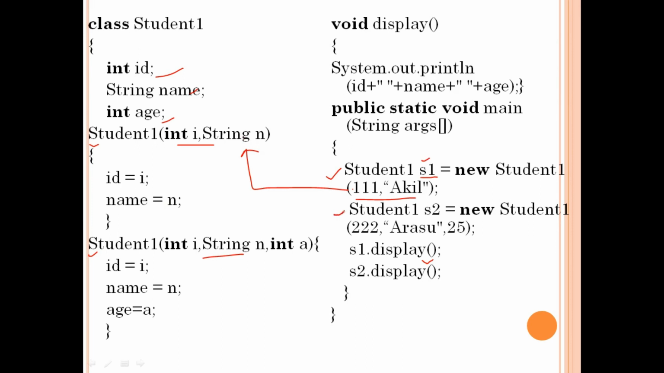What about our s2? s2 will be created with three parameters, right? So this object will choose this three-parameterized constructor. Triple two, RSO and 25 will be replaced as id, name, age. This is the functionality of constructor overloading. We have the same constructor name, but two constructors with two different processes. So this is constructor overloading.